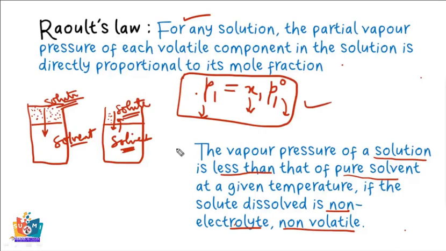Non-volatile means the one which does not vaporize or vaporizes least. Non-electrolyte means any substance that produces no ions, so no ionization or dissociation will take place. If any solution obeys Raoult's law, that is called an ideal solution, and a solution which disobeys Raoult's law is considered a non-ideal solution.